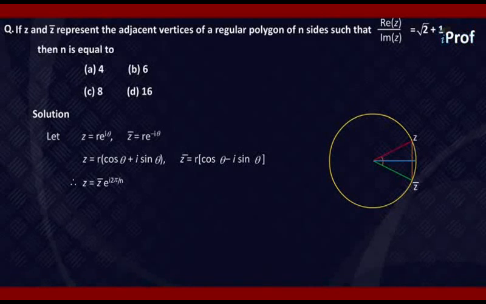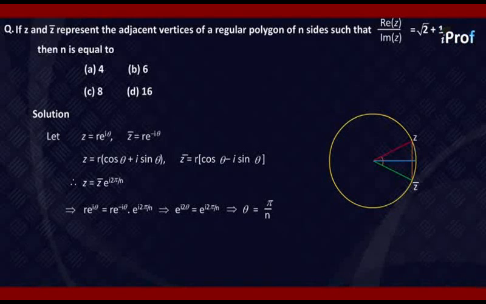Or in other words, putting the values of Z and Z bar, r e raised to power iota theta is equal to r e raised to power minus iota theta into e raised to power iota 2 pi by n. That means e raised to power iota 2 theta is equal to e raised to power iota 2 pi by n. That means theta is equal to pi by n.